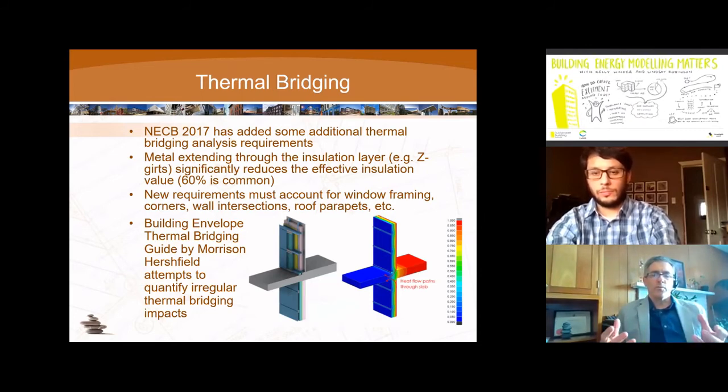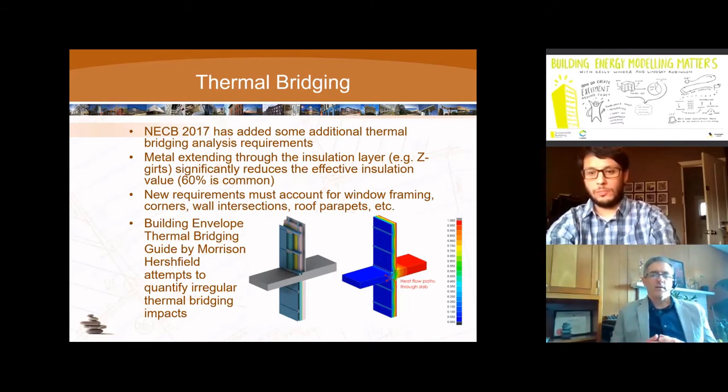We already know that the NECB and all of the codes use an effective U value for the wall assembly. So any of the studs and the regular thermal bridges that happen need to be accounted for. What's different in 2017 is that we now need to include some of the extra things that happen.